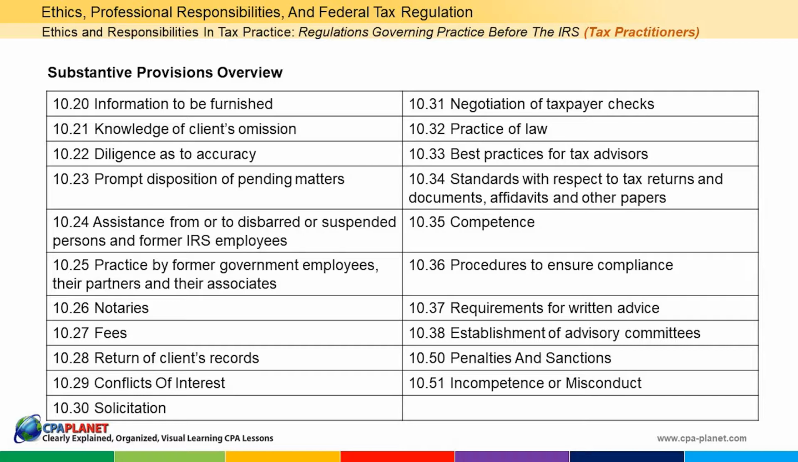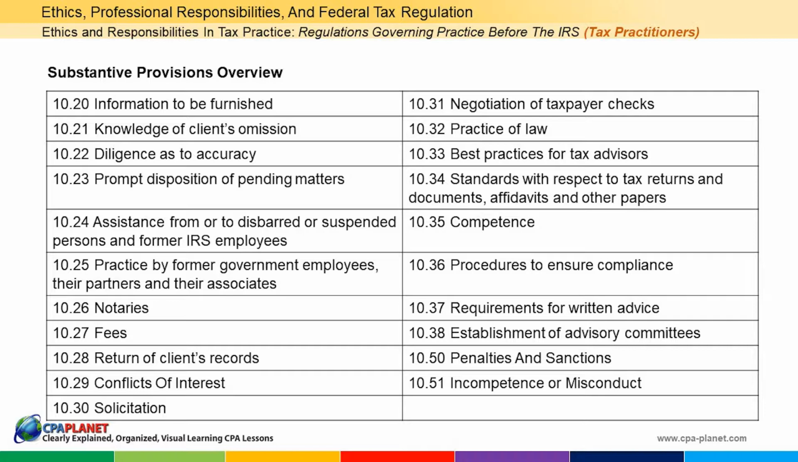1025, practice by former government employees, their partners, and their associates. 1026, notaries. 1027, fees. 1028, return of client records. 1029, conflicts of interest. 1030, solicitation. So again, this is just the overview. I'm just going through these so you are familiar with the topics we're going to cover. You need to know something about each of these, and it's important that you know what the categories are. So this is the first step.